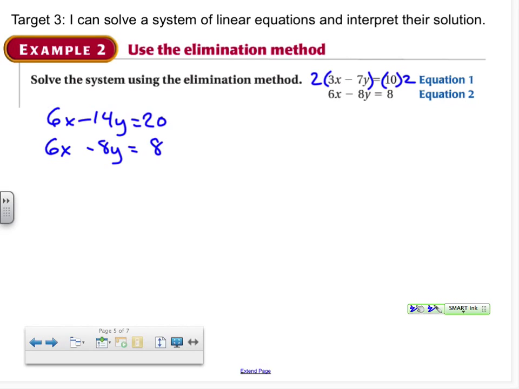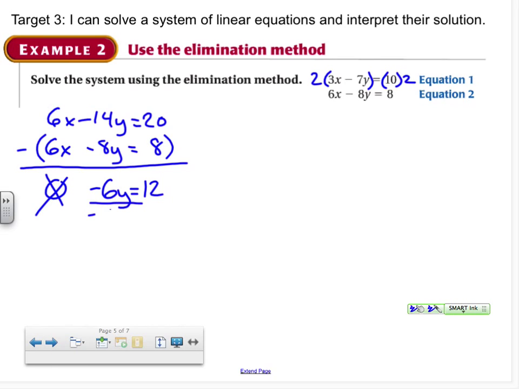I need to subtract the whole thing. I can't just do it with bits and pieces. Whenever I do an operation, I have to do the whole problem. So I'm going to subtract these two equations. 6x minus 6x is 0, so x is eliminated. Negative 14y minus negative 8y, well, that's a double negative, so it's really negative 14y plus 8y, which is negative 6y, equals 20 minus 8, which is 12.